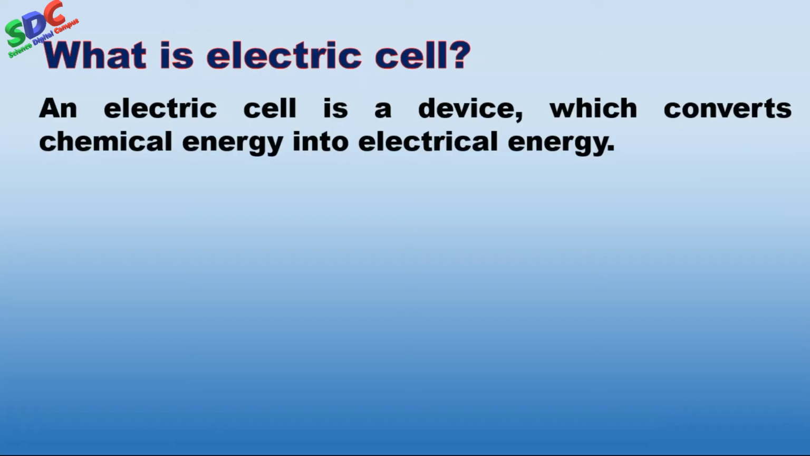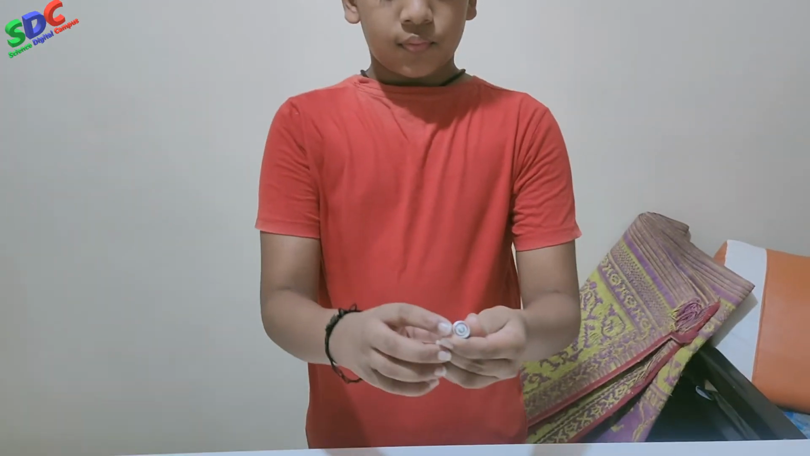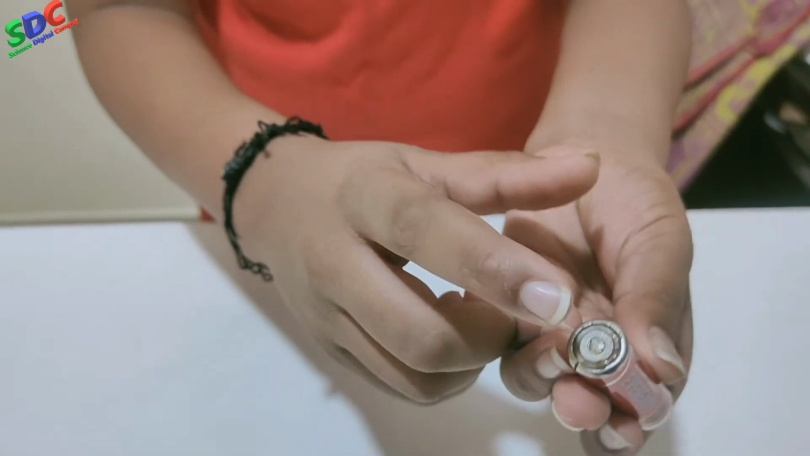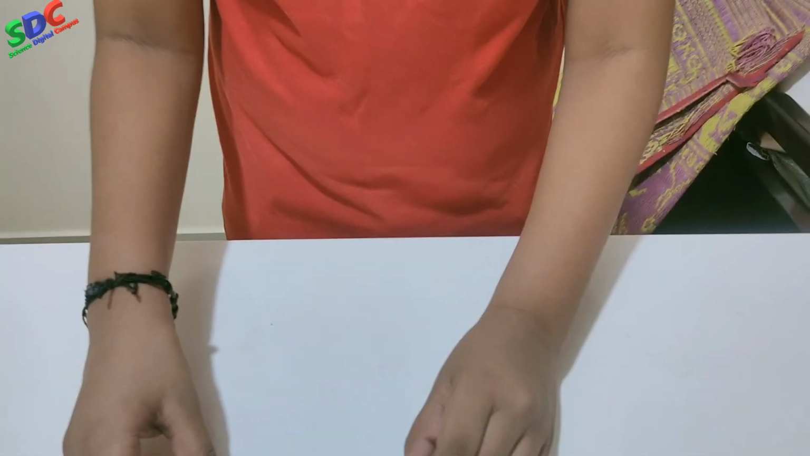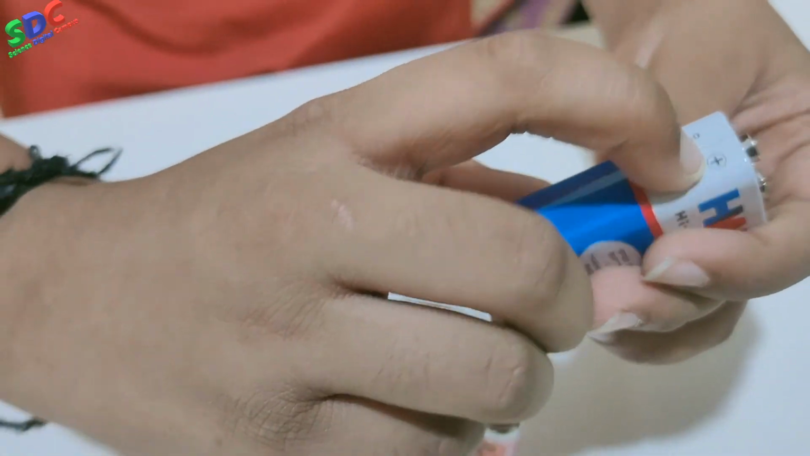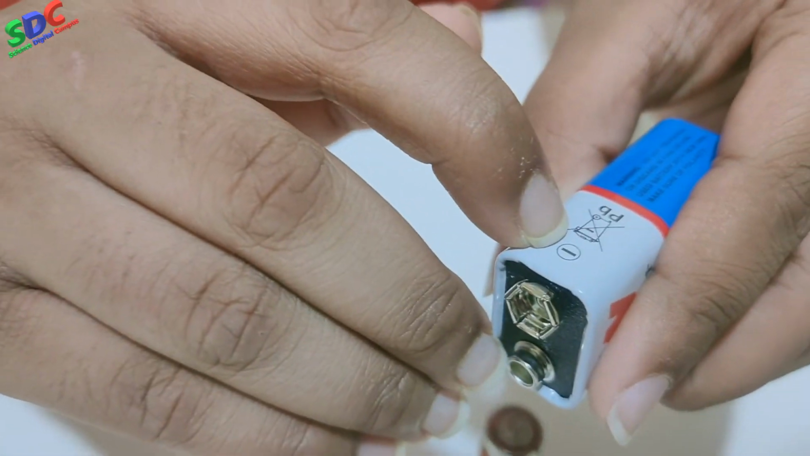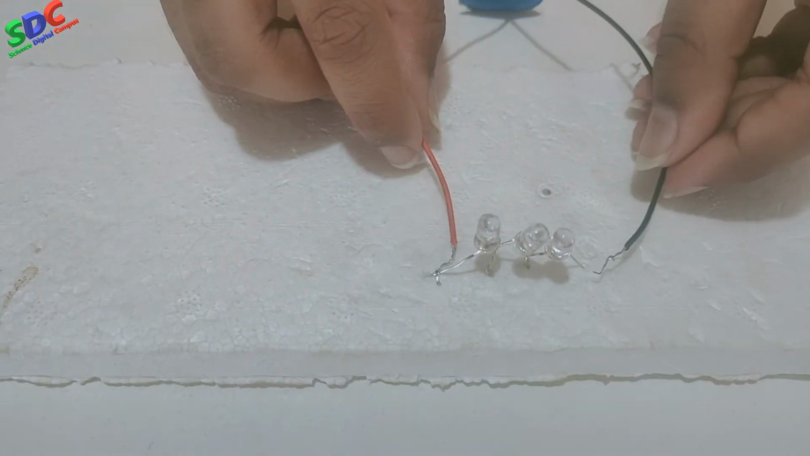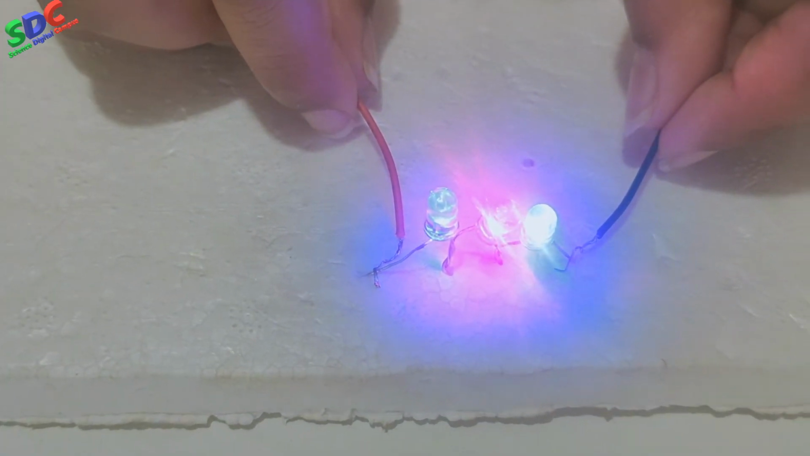What is an electric cell? It is a device which converts chemical energy into electrical energy. See, in this video, a cell contains mainly two terminals. One is the positive terminal and the second one is the negative terminal. In this video, we see two types of cells. Every cell contains positive and negative terminals. When we connect the two terminals to an electrical device, the electric current flows through it.